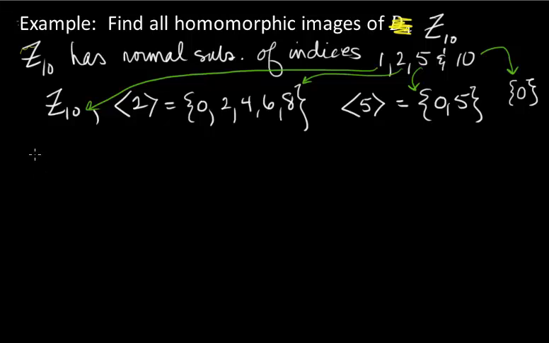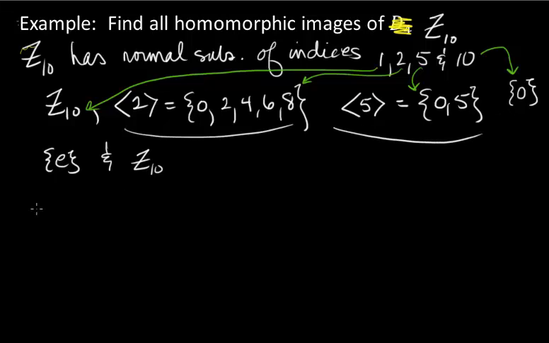So we know that Z10 mod Z10 is isomorphic to the little trivial subgroup, and that Z10 mod the identity is isomorphic to Z10. So both the identity, I'll just say E, and of course Z10 itself are homomorphic images. So those are trivial, but let's see about this one and this one.